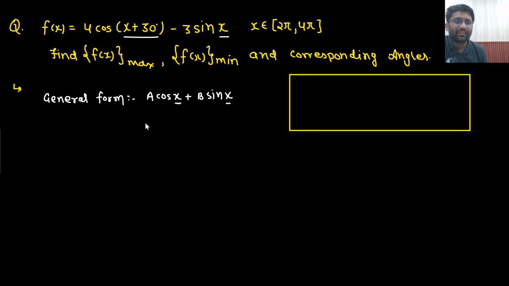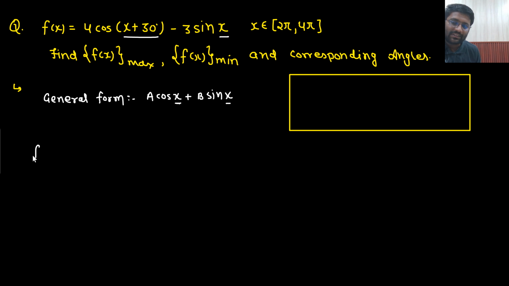So you can convert. Can you open this cos x plus 30? Your target would be to convert in this form. Can you convert this function f(x) in this particular form? If you are able to convert, then your job would be done. Otherwise you will have to differentiate. So will we be able to convert or not? So let's try converting it.